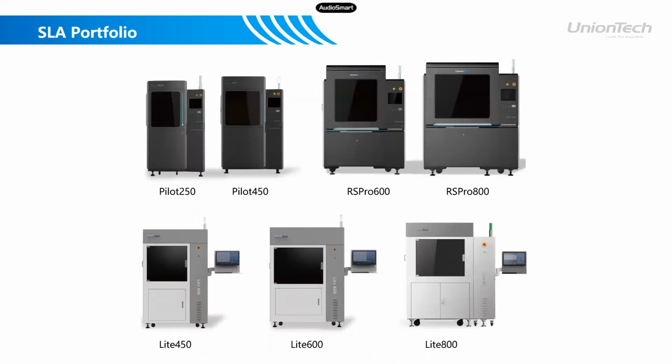As mentioned before, we have SLA and DLP production lines. The SLA line mainly includes 3 series of products: the RS Pro series and the Pilot series, mainly focused on high-end markets such as Europe. And the Light series is provided as cost-effective solutions for Asian countries.